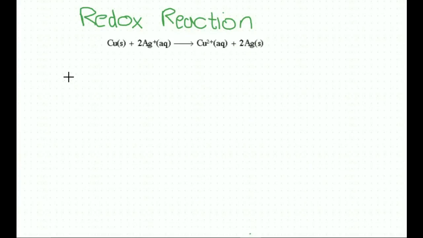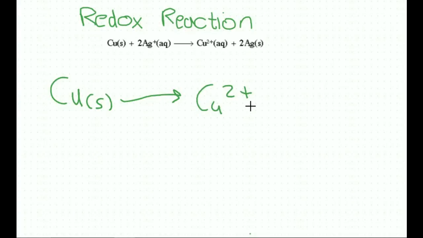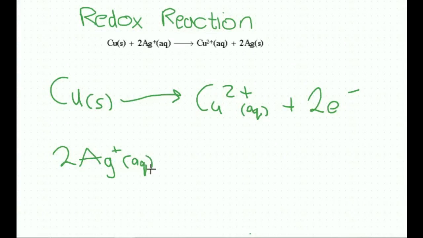Redox reactions are made up of half reactions. So in this case, we have copper forming the copper 2+ ion, which is aqueous, and 2 electrons, and silver has gained electrons to form silver solid.